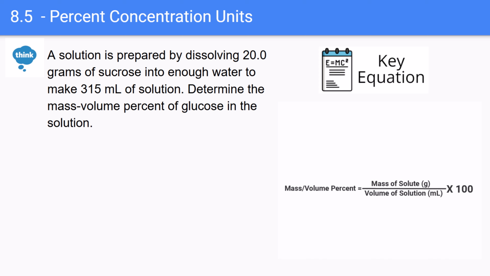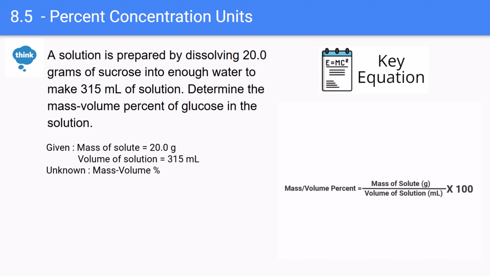So again, we identify what we're given and what we're solving for as we work through these style of problems. So you have a mass of solute, you have a volume of solution. We just need to simply take those two values, divide, and we can solve, right? So 20 grams over 315 times 100 results in a 6.35% mass by volume of sucrose in solution.